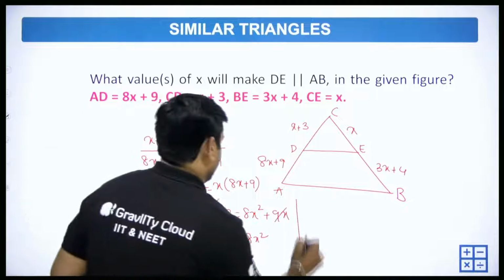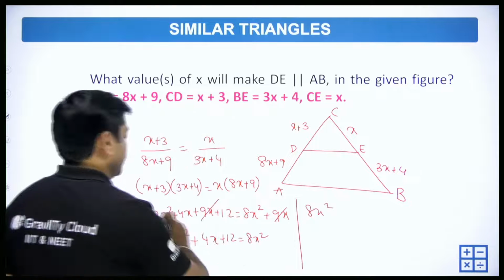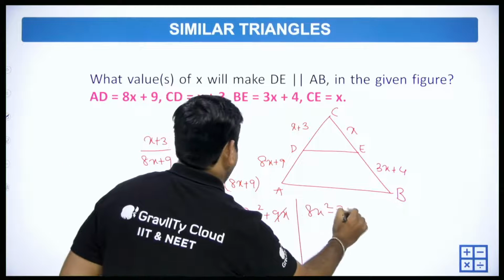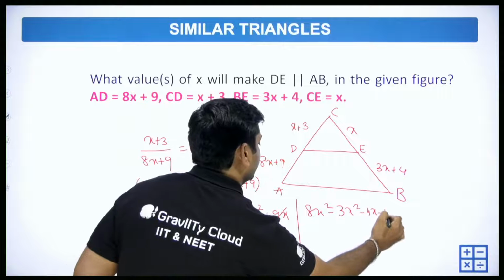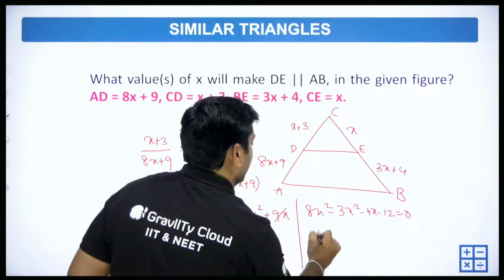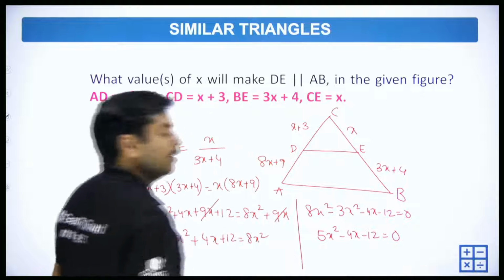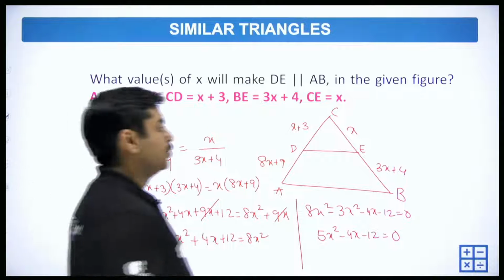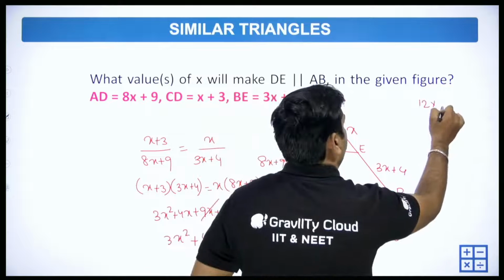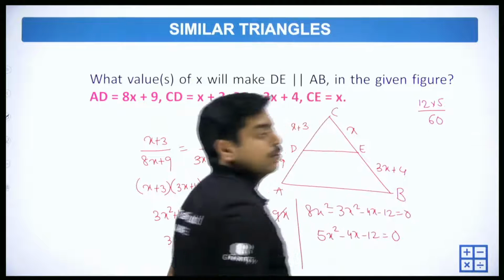So we'll get 8x square minus 3x square minus 3x square minus 4x minus 12 equal to 0. So 8 minus 3 is 5x square minus 4x minus 12 is equal to 0, right? So 12 into 5 is 60. Now I'll tell you how to factorize this one.